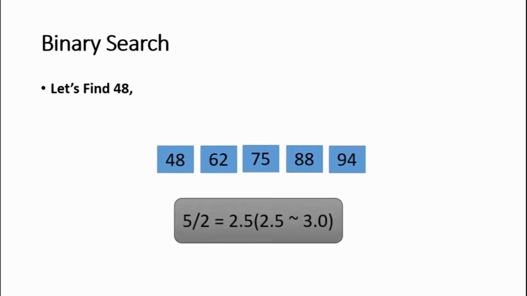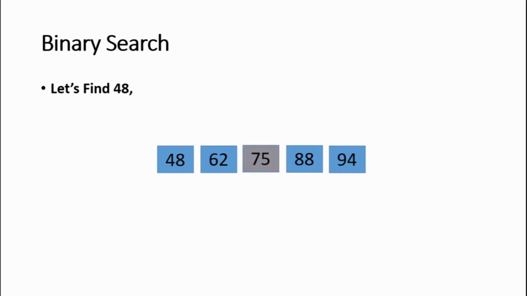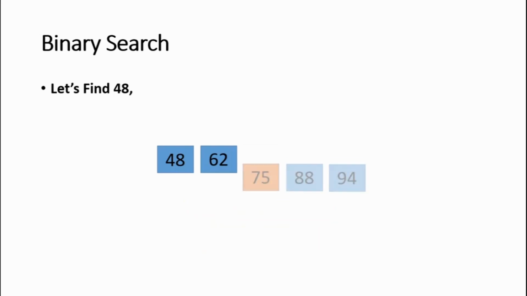Now again find the middle index. Here you can see 5 divided by 2 will be 2.5, and we can safely say the index will be 2. The element present at index 2 is 75. Since 48 is less than 75, the new array will be 48 and 62. This is our new array. Since the match is found, we can simply return the index.